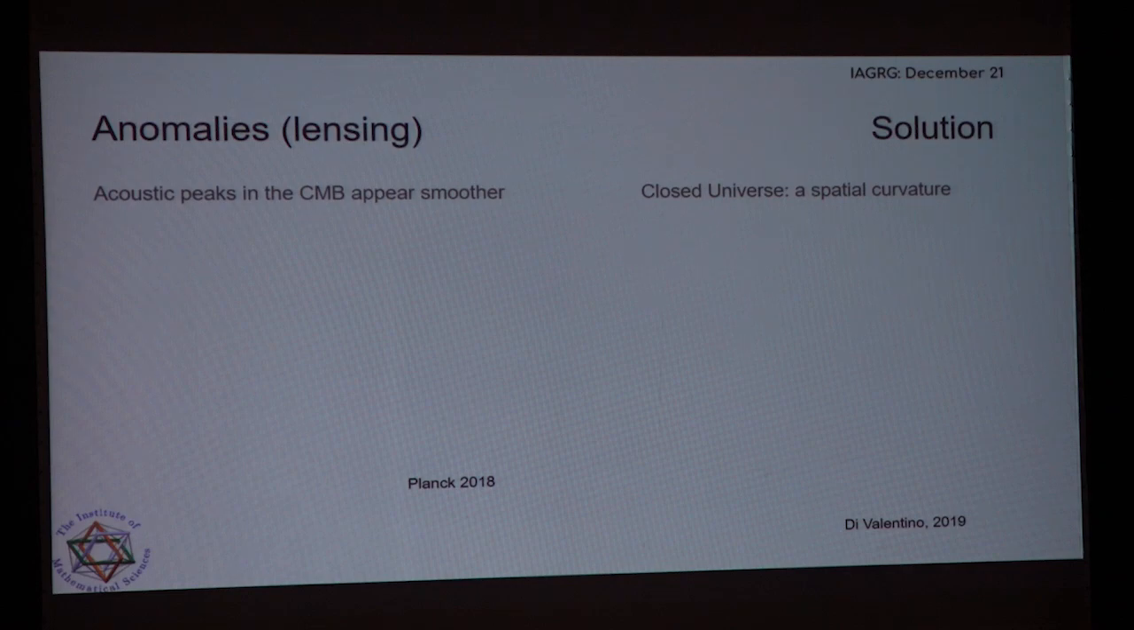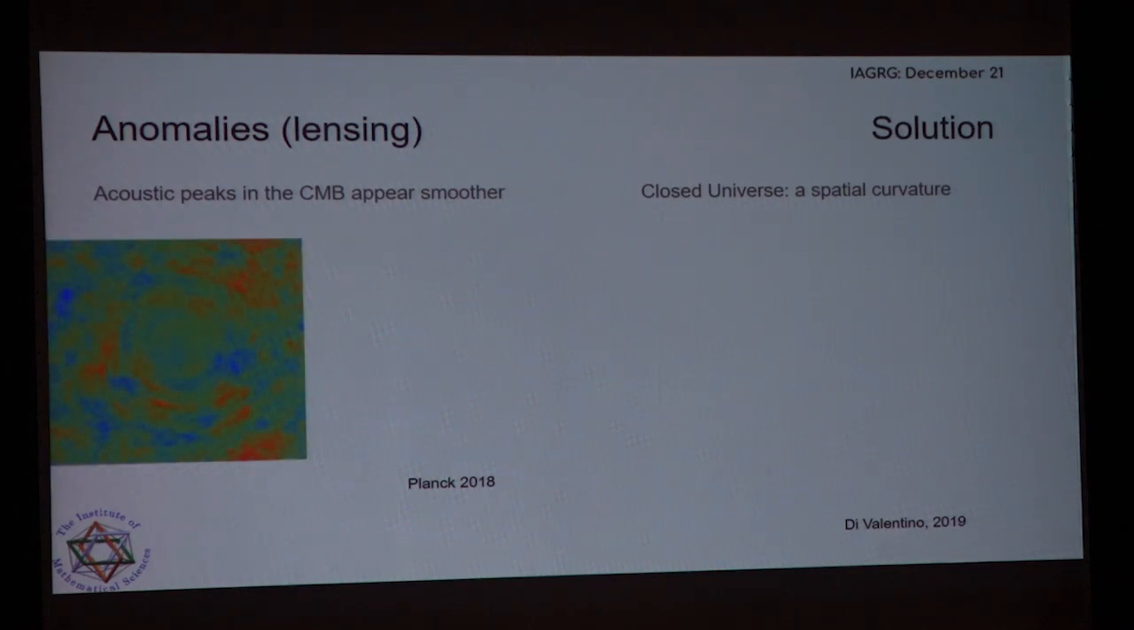So in the CMB, one of the most intriguing anomalies is the lensing anomaly. You know that the large scale structures lens the CMB. This is a weak lensing effect, and you can calculate that using the lensing calculations given by GR. What we find from observation, if we just try to fit the standard model with the data, is that the acoustic peaks in the CMB appear smoother.